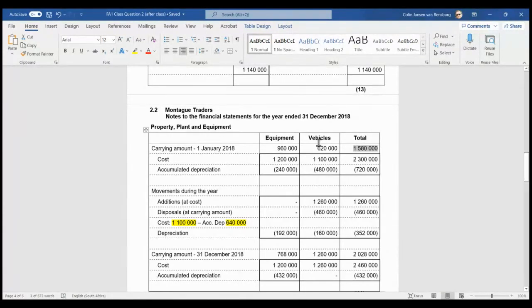So it must add up. It must add up from top to bottom. So that amount less that amount must give you that amount, and it must also add up across from left to right, right? So that one plus that one must give you that one.